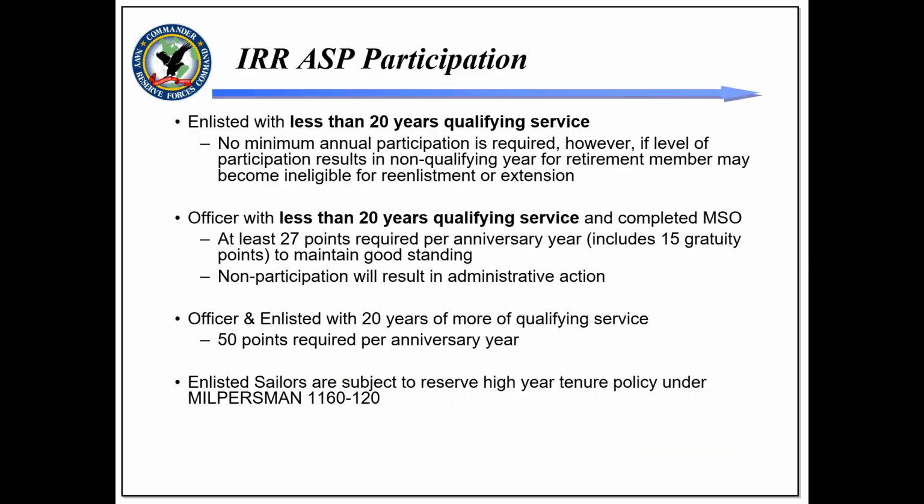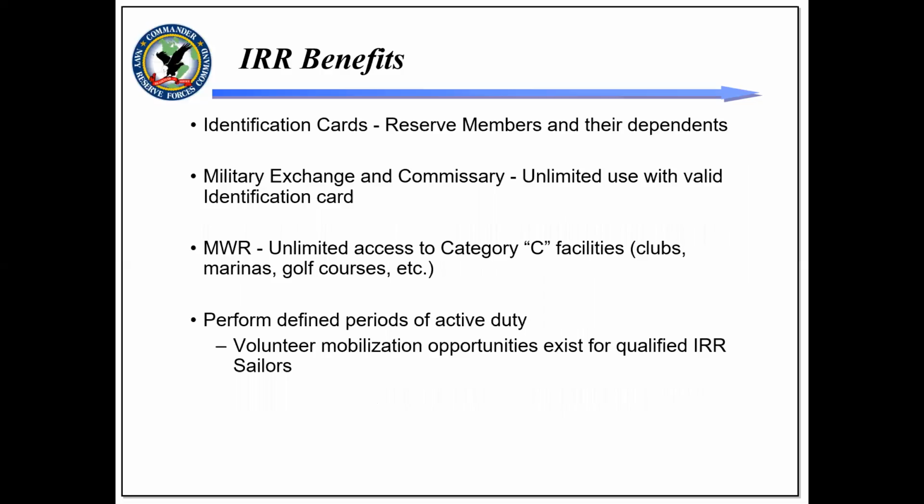Officer with less than 20 years qualifying service and completed MSO: at least 27 points required per anniversary year, which includes 15 gratuity points, to maintain good standing. Non-participation will result in an administrative action. Officer and enlisted with 20 years or more of qualifying service: 50 points required per anniversary year. Enlisted sailors are subject to reserve higher tenure policy under MILPERSMAN 1160-120.